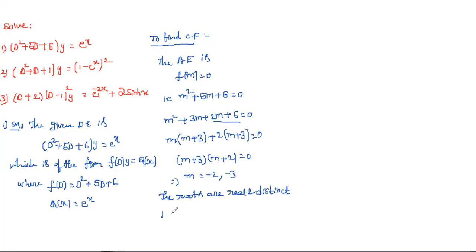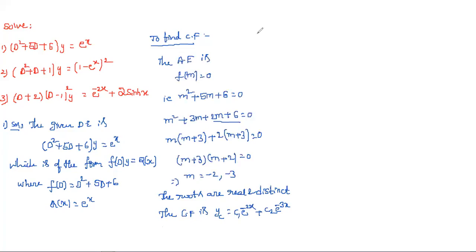Then the complementary function, or simply we say the general solution, is yc is equal to c1 e power minus 2x plus c2 e power minus 3x, where c1 and c2 are arbitrary constants. This problem we already solved in the last class when you find that.